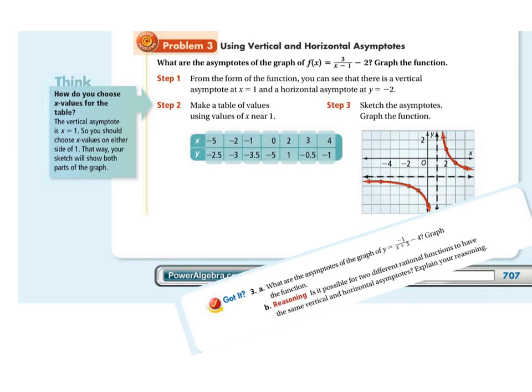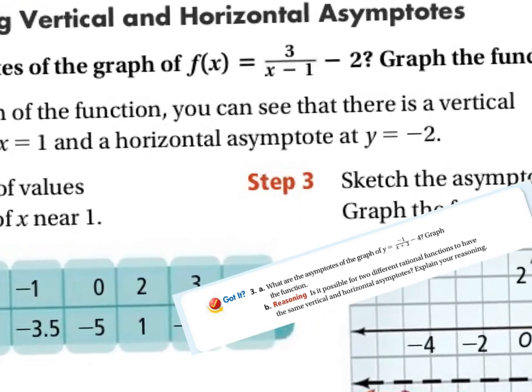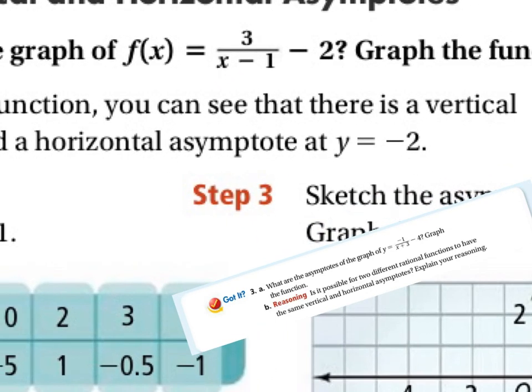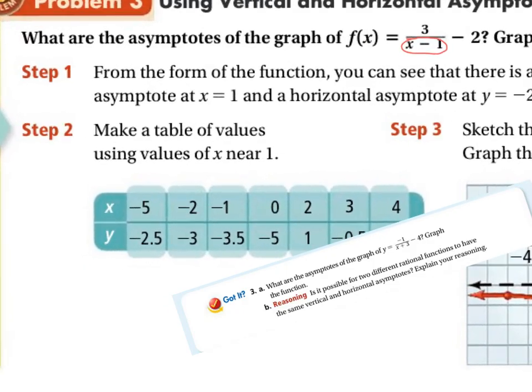So for problem 3, they're asking what the asymptotes of this graph are, and then they want us to graph this function. So to start with, we can look at our denominator. So vertical asymptotes would involve the denominator, and so that would be x equals 1. So x equals 1 would be our vertical asymptote. You can just abbreviate v.a. if you want.